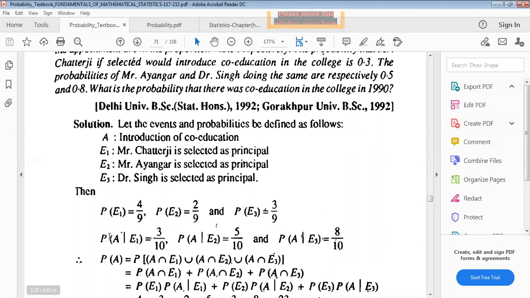Now the probability of A when E1 has happened. This is the 0.3 probability. 0.3 means what? Out of 10 he got 3. This is why 3 by 10. This probability is given. 0.3 means 3 by 10. And for E2, the probability of A given E2 is 5 by 10, and for E3, the probability of A if E3 has happened is 8 by 10, 0.8. This is why.